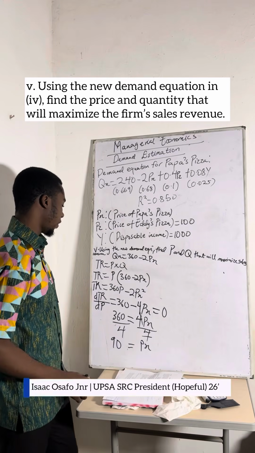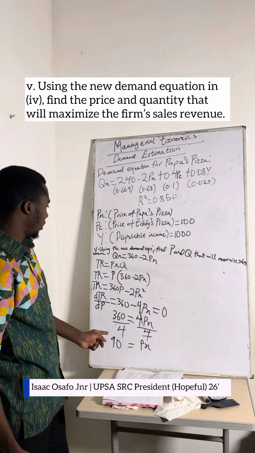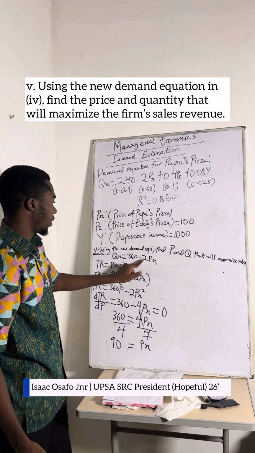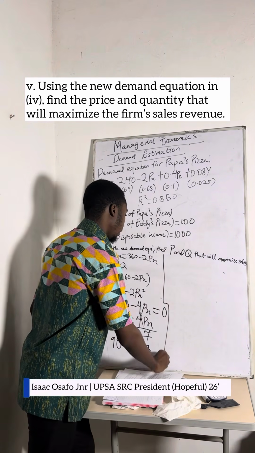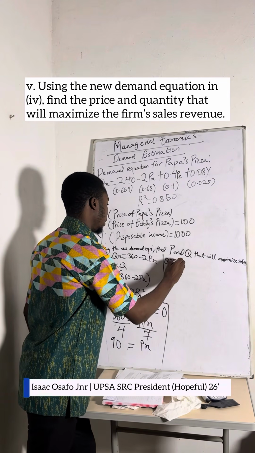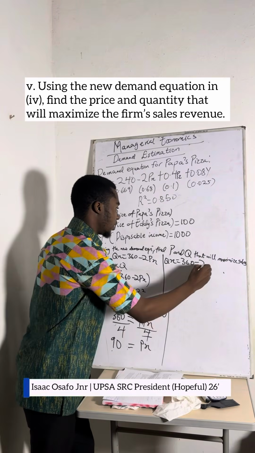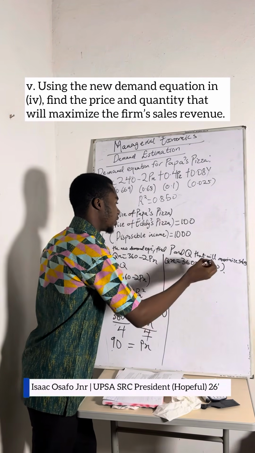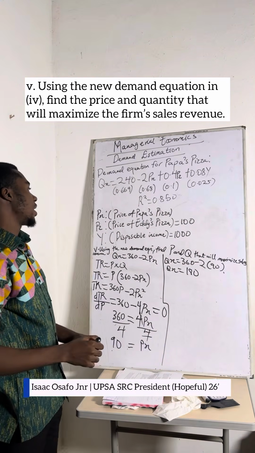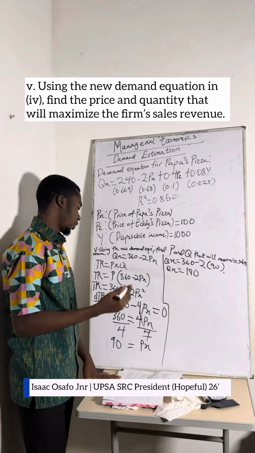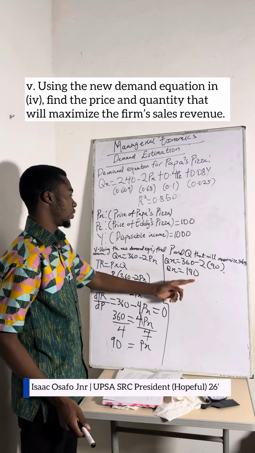But now we also need to find the quantity. Do you get it? So we'll substitute this price into the quantity, the QDx, which is 360 minus 2px. So QDx is equal to 360 minus 2px, and our px is now 90, so minus 2 times 90. And this should give us 180, right? QDx is equal to 180. So the price and the quantity that will maximize the firm's sales revenue are 90 for the price and 180 units for the quantity.